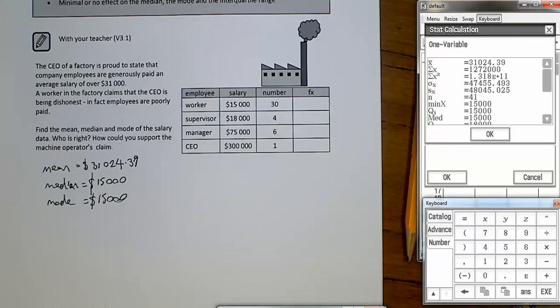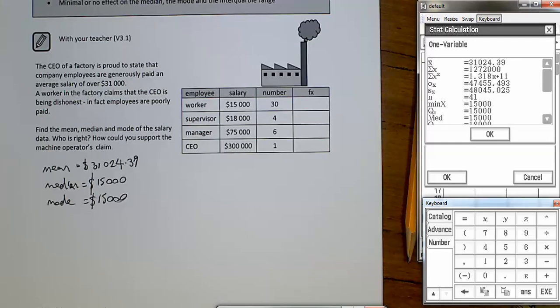Now, there was a point brought forward from a worker in the factory. The CEO had claimed that the company was paying the employees generously and they were paid an average salary of over $31,000. But a worker claimed that the CEO was being dishonest and said that employees were poorly paid. And we have to discuss this statement.